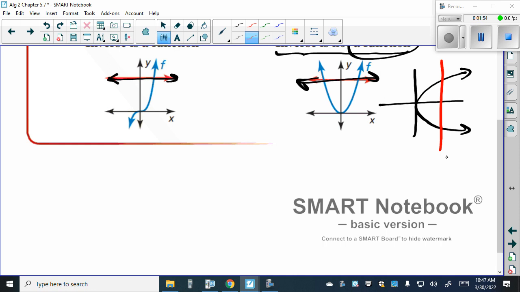Because once we find the inverse, this here would be its inverse, and we apply the horizontal line test to it to see if it is a function, it would fail. So any function that fails the horizontal line test means its inverse is not a function. That's all it's telling us.